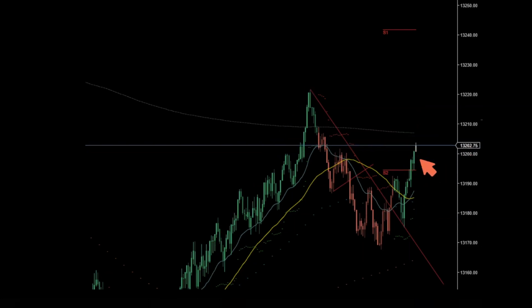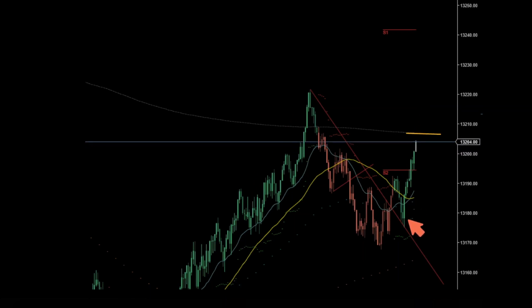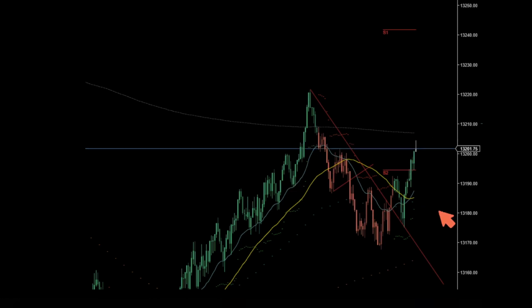Now it pushed through that level here. It will probably test that VWAP level here, and this move is actually not too bad. It's a pretty clean move up. It wasn't like these. So that was the trade.